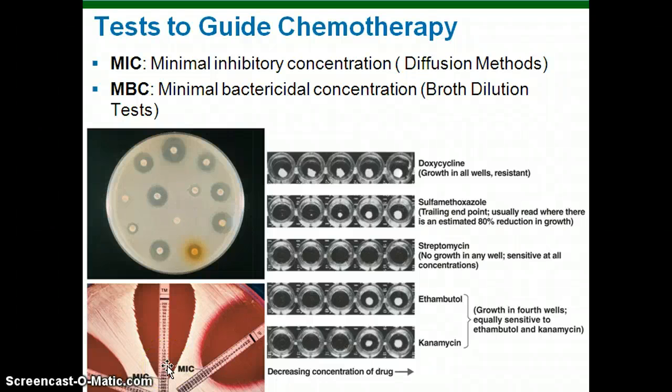The two main types of tests that we use to determine MIC and MBC are going to be the disc diffusion methods and the broth dilution tests. The disc diffusion method, as you see right here, similar to the Kirby-Bauer test, can tell you the MIC, but it can't tell you if a drug is bactericidal or just bacteriostatic. Remember, bactericidal means it actually kills the pathogen, whereas if it's bacteriostatic, it's just going to inhibit replication. So that's where the broth dilution tests come in.